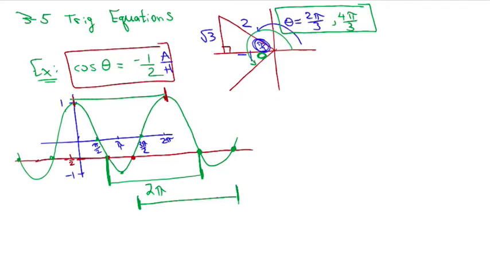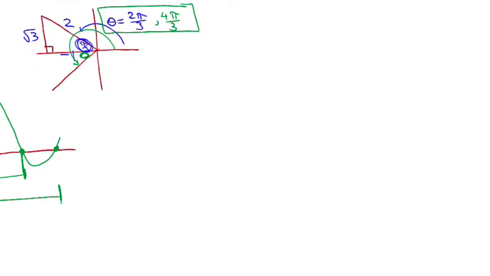So I can always go backwards. To get to this one, the distance between these two is 2 pi. The distance between these two is 2 pi. All right, so I can take 2 pi over 3 and add 2 pi to it. That'll give me one more answer. But I can also add 4 pi to it, and that'll give me another answer. And I can add 6 pi to it and get another answer. How many times can I do that? Infinite. So what I do is I put k here.